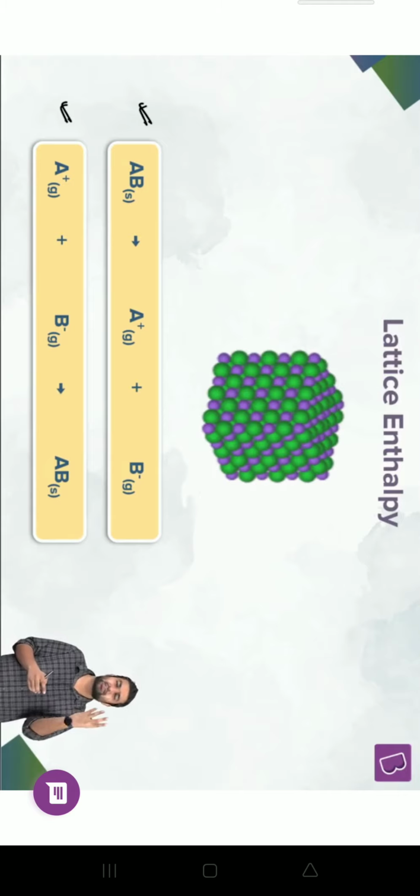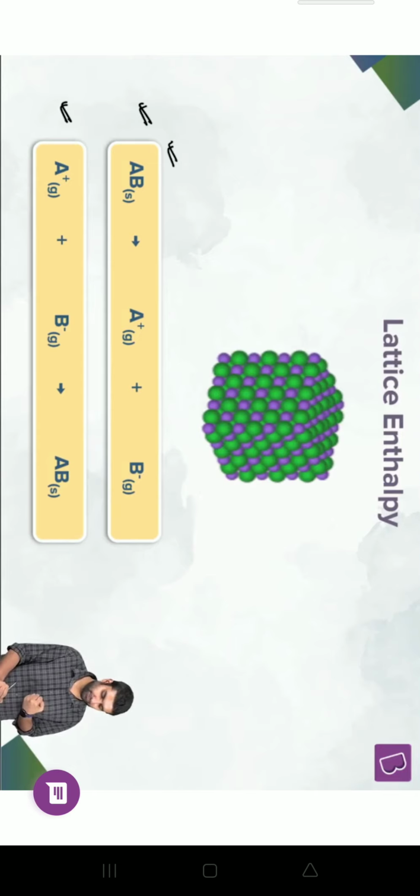The signs are just for our understanding, to understand what the question is trying to convey, whether it is the breaking of a lattice or the formation of a lattice. The breaking of a lattice has a positive value, or the formation of a lattice has a negative value, right? But we are mostly concerned with the magnitude of it. All right, cool.